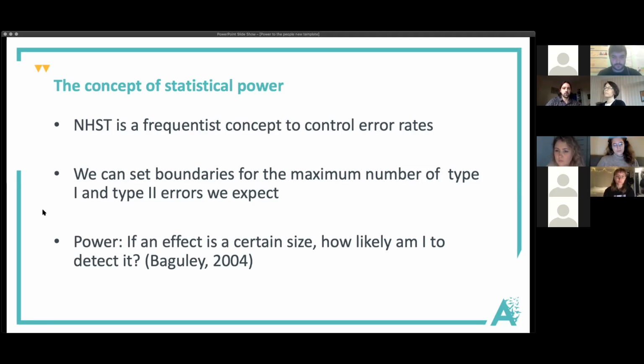So what we're going to be focusing on for power is, you have to imagine, if you have an effect of a certain size, how likely am I to detect it? That's where the probability is coming in.